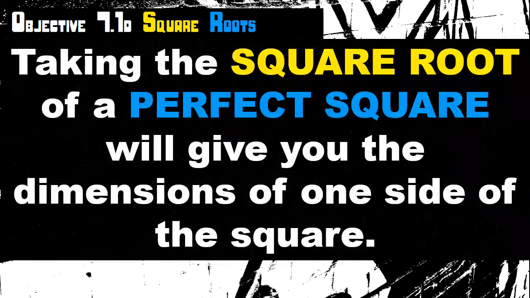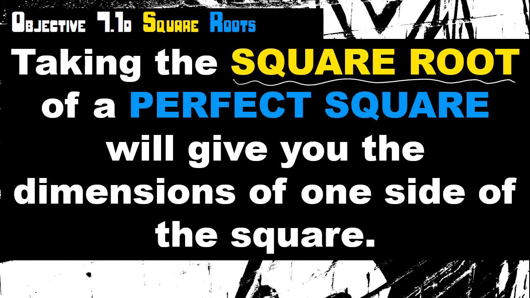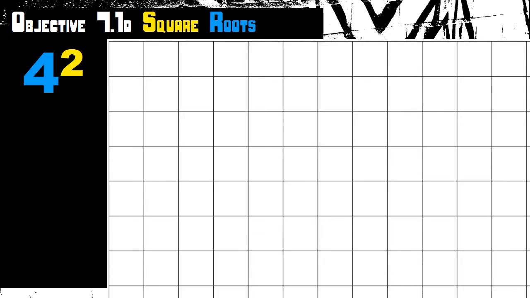With square roots, all taking the square root is, is your first fill in the blank of a perfect square number. This will give you the dimensions of one side of the square. And so your answers should always come out to whole numbers when dealing with perfect square numbers. So let's take a friendly little example here.